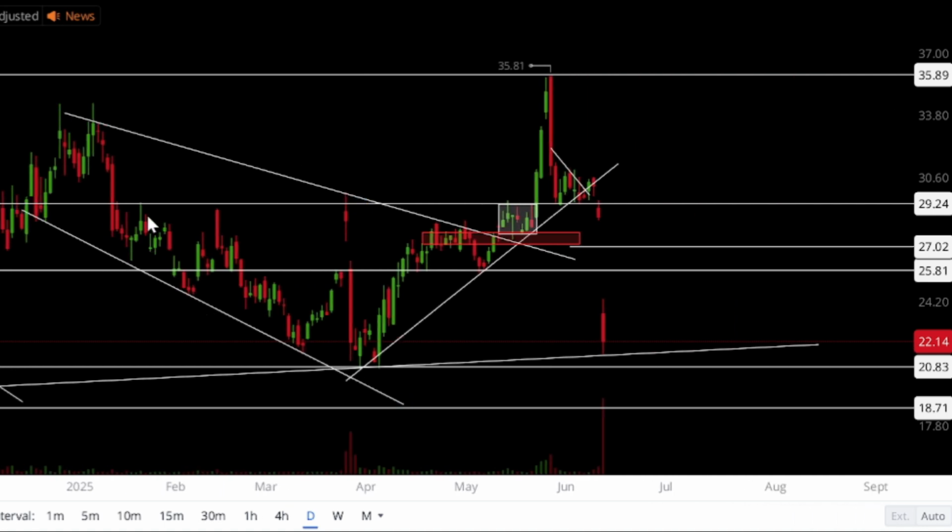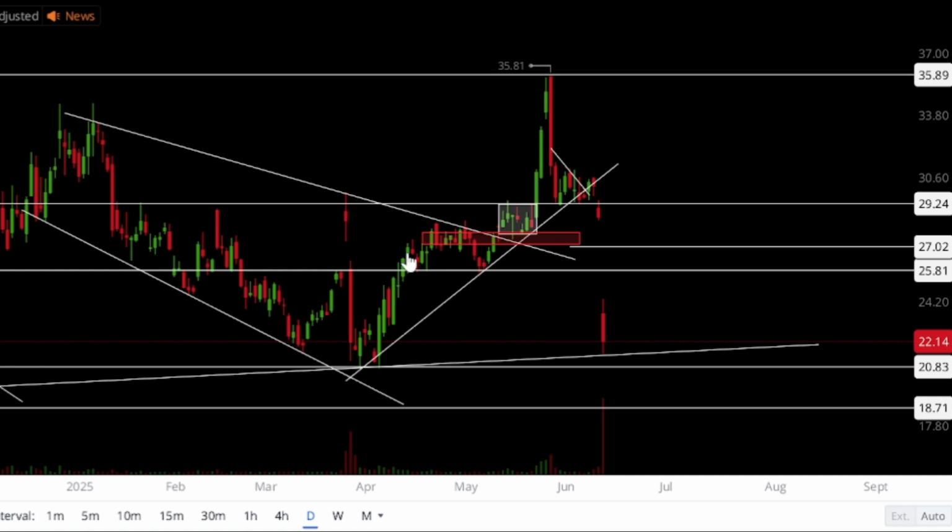Now, sellers push it down. Sellers are kind of in control towards the bottom of this range. You see a gap up. Buyers try to push it above, gets rejected hard, followed by a gap down with a hard red candle. Then we find nice support around this $20 level. We can see that that $20 level is very nice support.